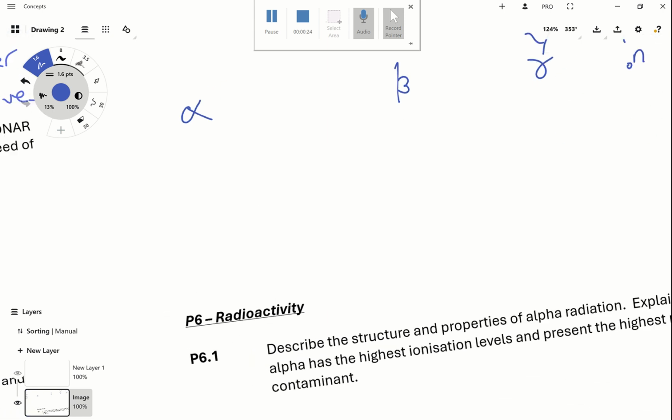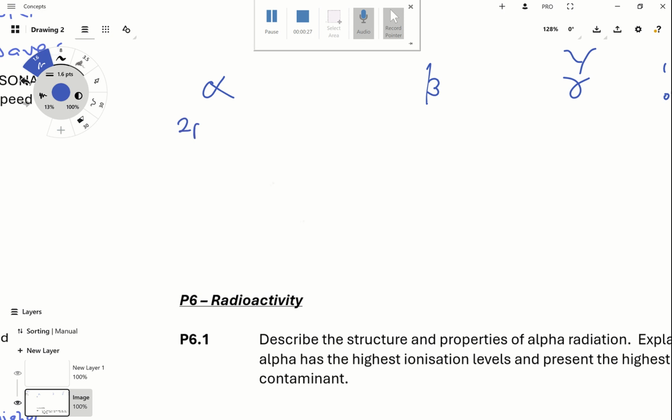So alpha, whoops, 2 protons and 2 neutrons are emitted. This is a helium nucleus, so I could write it as He 4 2 plus. So it's a large positive particle, lots of momentum, so high velocity and high mass. We can say that it can go roughly 1 centimetre in air. It's stopped by paper, and we can say it's highly ionising, weakly penetrating.